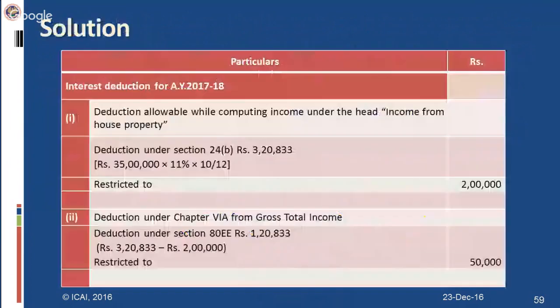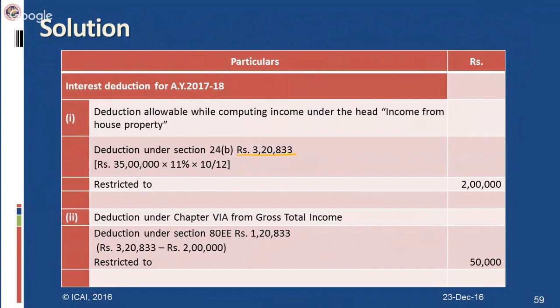Right? How much amount is coming? It is coming to ₹3,20,833. Interest amount payable during the previous year is 3,20,833. Is he eligible to claim the whole deduction? No, the deduction has to be restricted according to the provision of Section 24B, as well as the deduction restriction of 50,000 provided in Section 80EE.